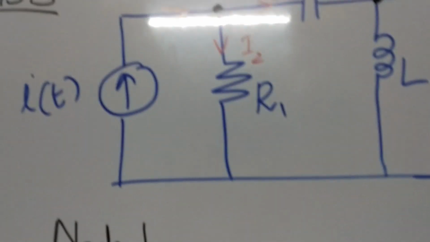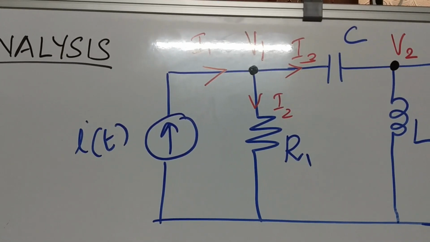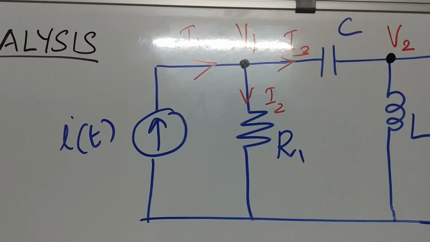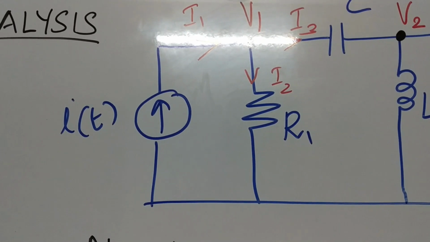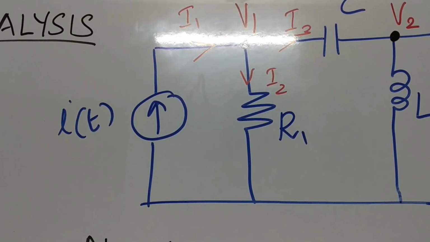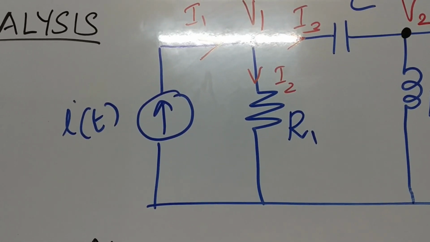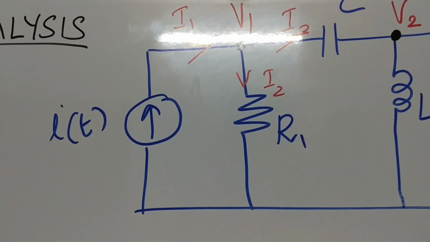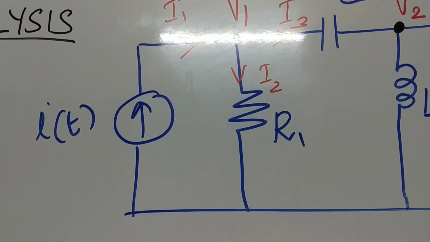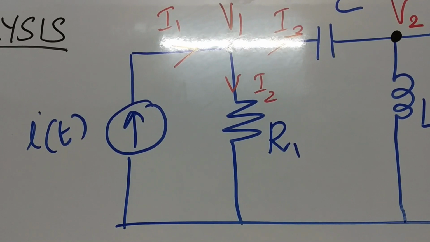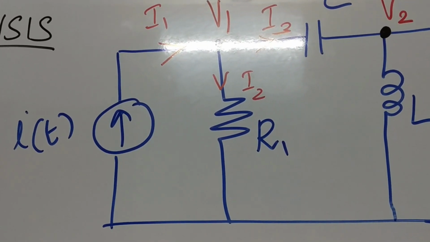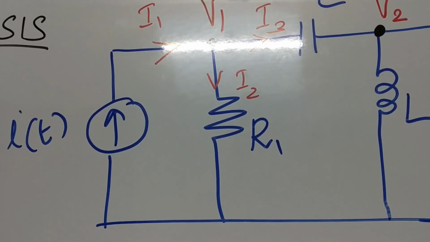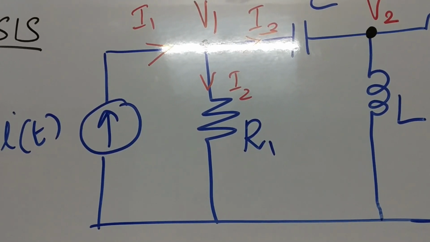Now we can write down what I1, I2 and I3 are. I1 is the current source itself, so it is i(t). Now what is I2? I2 is the current flowing through the resistor R1. If V1 is the voltage across it and R1 is the value of resistance, then I2 will be V1 by R1. I2 is V1 by R1, the current flowing through the resistor.